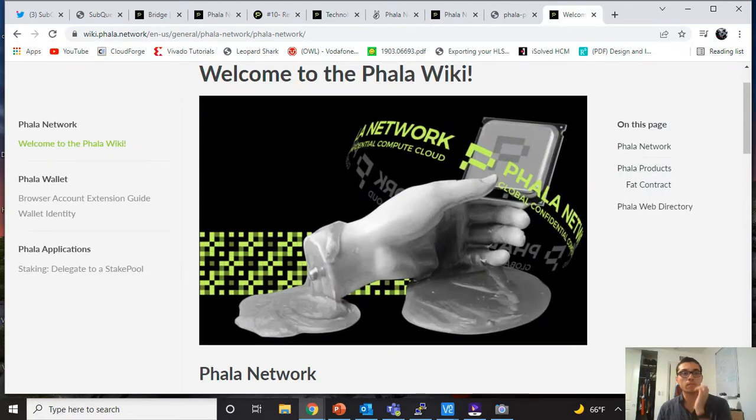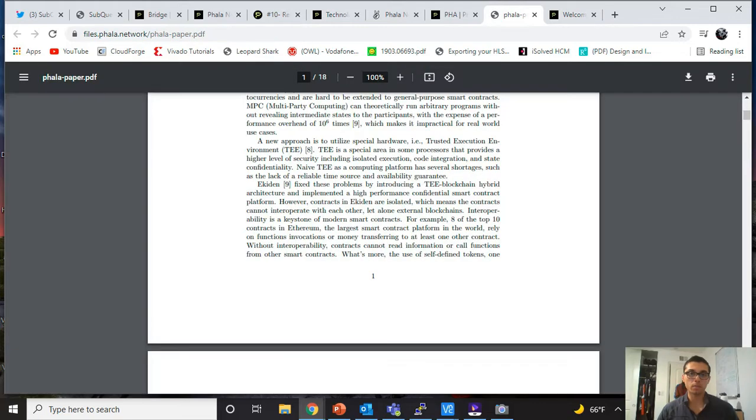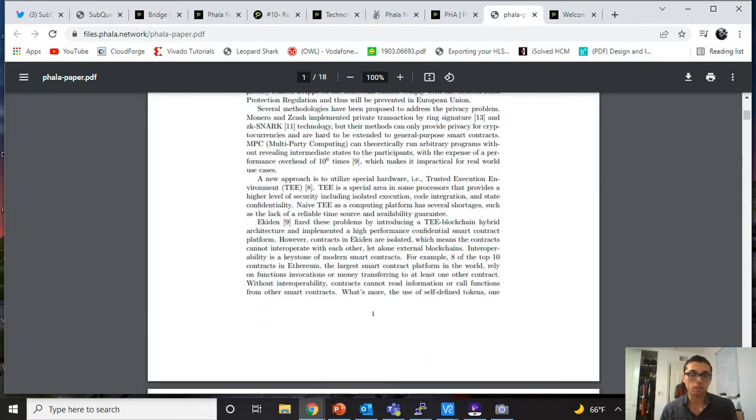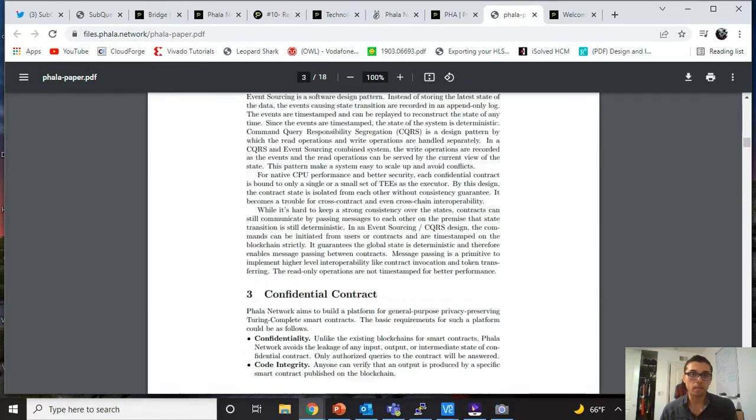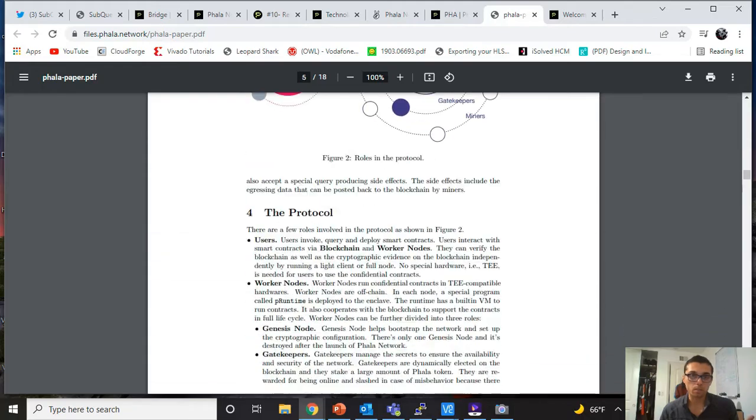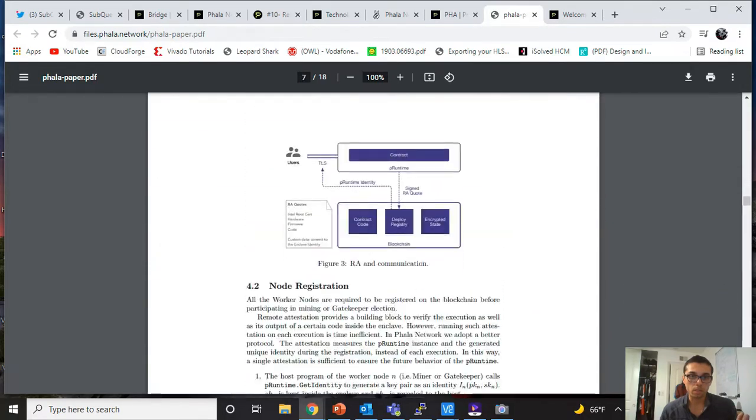Phala Wiki, they have a whole wiki page. That's all I really want to say about this project. The thing that turned me off, I was so excited to read into this. They're utilizing special hardware. This is the white paper, by the way, if you want to read through it. I think I made it through like halfway, and I was just like, this would be awesome. And then I skimmed through the rest. I didn't think I fully finished it.